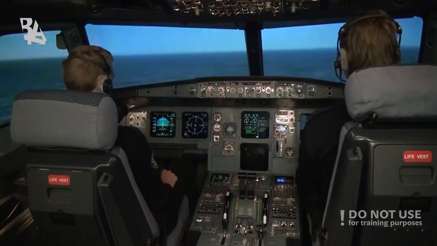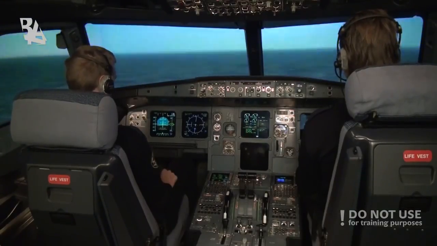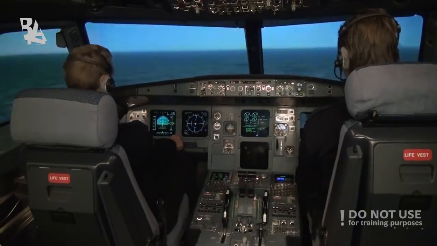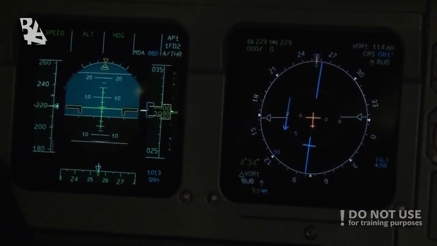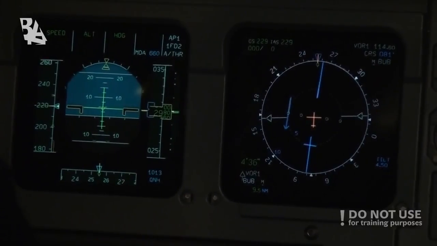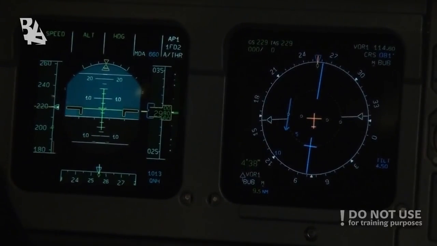So now we are flying along the DME arc. We have a distance of 9.5. So right now we should continue straight for a while. And when the distance increases, we have to turn further left.